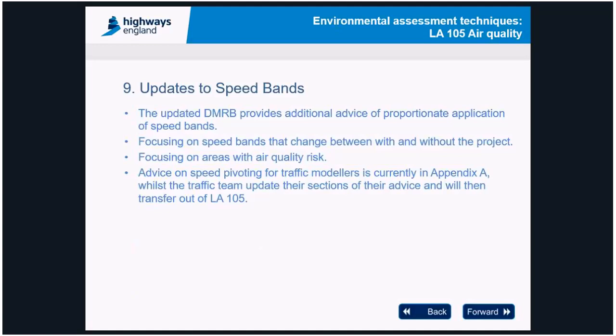One thing that we've had to do, and this is working alongside our transport planning colleagues, is that they're still in the process of coming to an understanding of how to bring forward their guidance on traffic modelling, and to assist, we've captured the advice on how to undertake speed pivoting. So this primarily relates to our transport colleagues who we work alongside, both within Highways England and also in the supply chain, the advice on how you undertake speed pivoting. So it's temporarily got a home in LA 105. In the fullness of time, it will go and sit in its own relevant section of guidance and advice sat around traffic modelling.